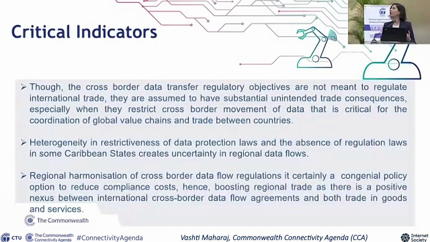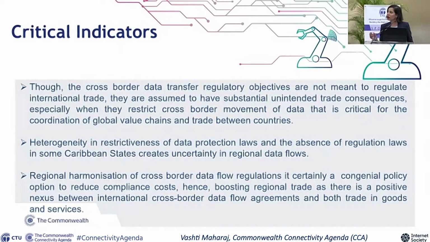And though cross-border data transfer regulatory objectives are not meant to regulate international trade, they have substantial unintended trade consequences, especially when they restrict the movement of data that is critical for the coordination of global value chains. And you would also find heterogeneity, where you have a mixed bag of data protection regulation. So if I want to do business with the Caribbean, I have to figure out what each jurisdiction has as a requirement, because it's not one and the same. Heterogeneity and restrictiveness and the absence of regulation laws in some Caribbean states create uncertainty in regional data flows.